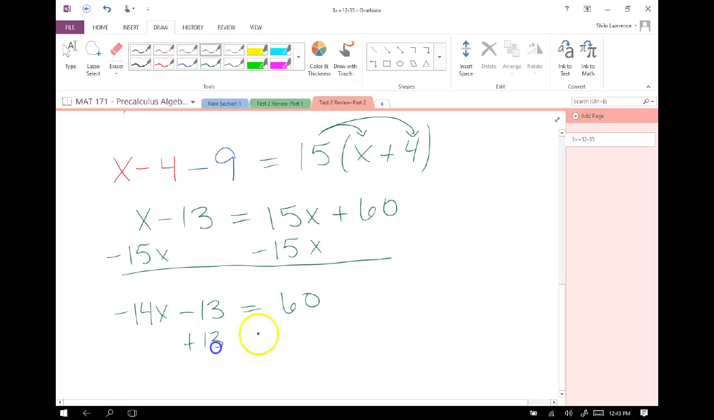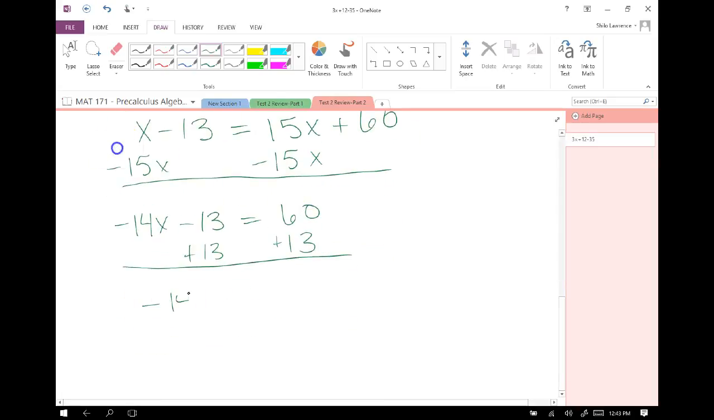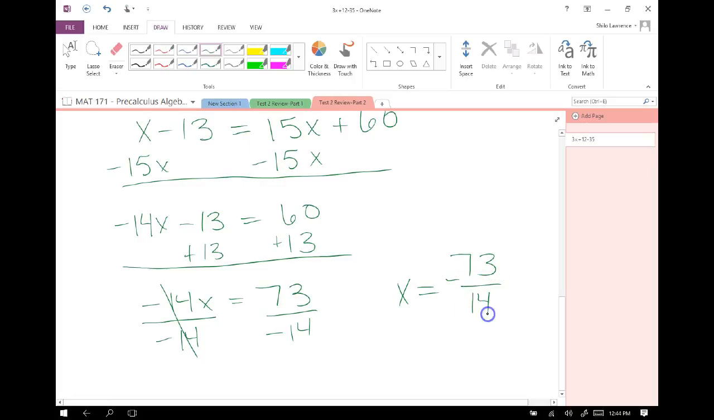And add your 13 over to the right, and that will get our x's all by themselves. We get negative 14x equals 73, and then you can divide over your coefficient. We get x equals negative 73 over 14.